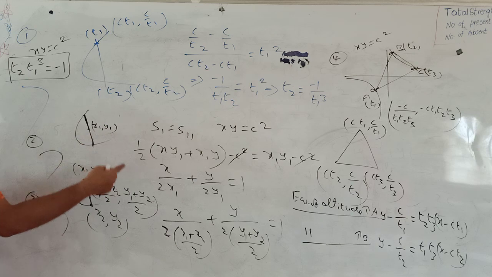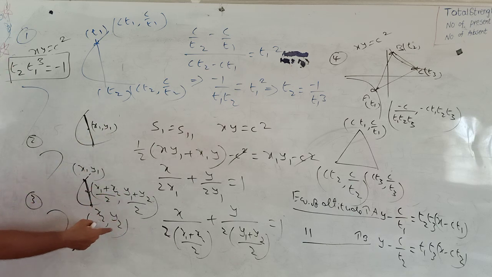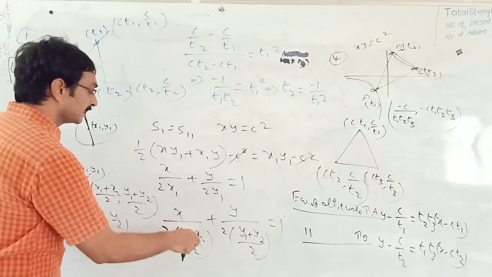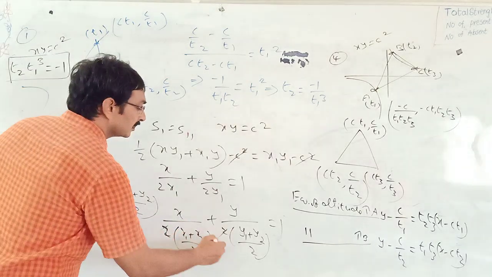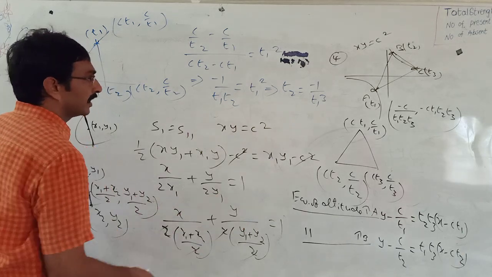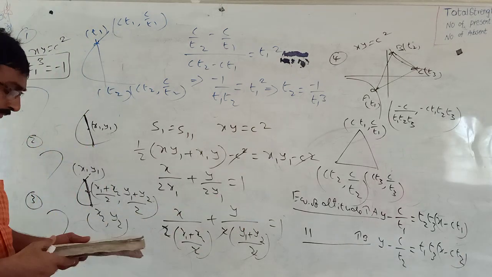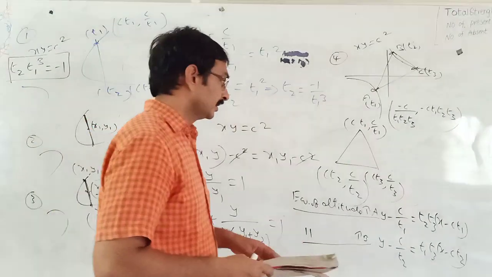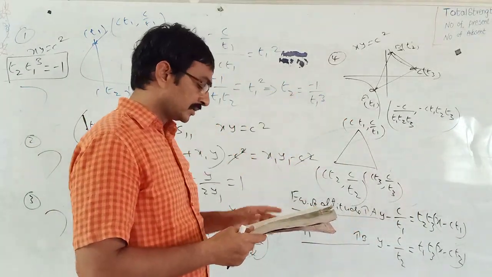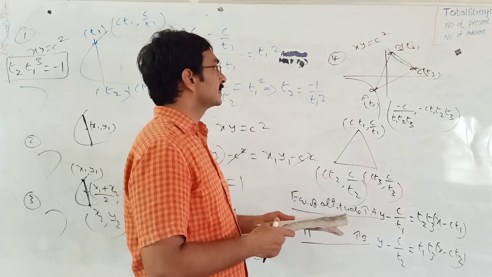In the place of y1 there is y1 plus y2 by 2. By substituting these two values in the two places and simplifying, 2 cancels, then x by x1 plus x2, y by y1 plus y2 equal to 1. Next important one, just memorize the formula result, don't learn the proof, not necessary.